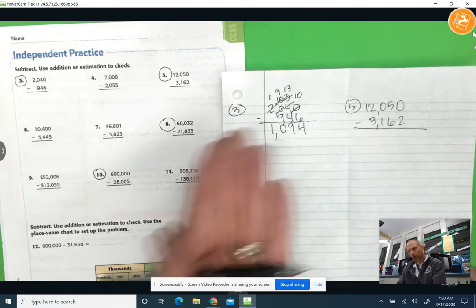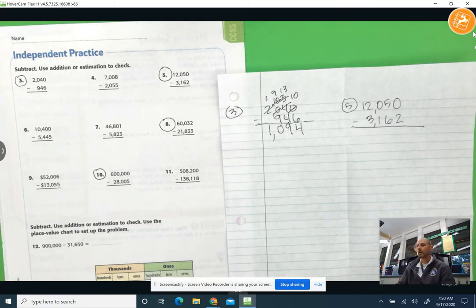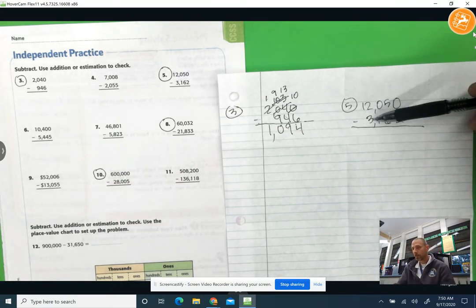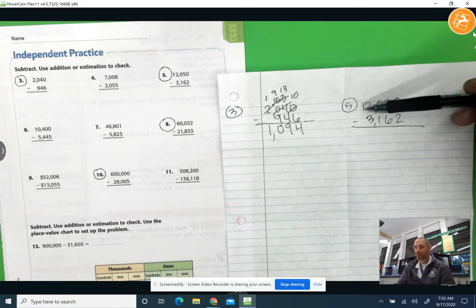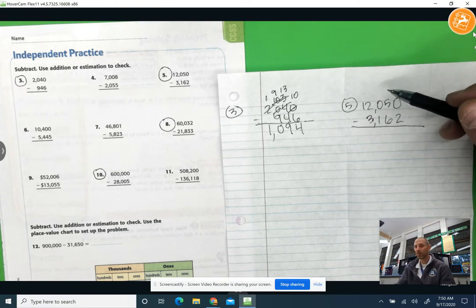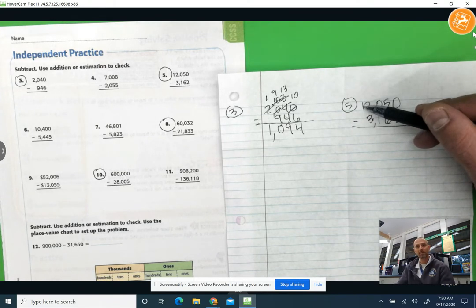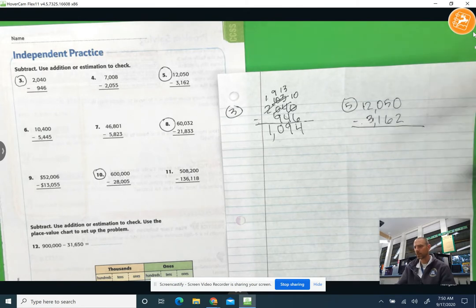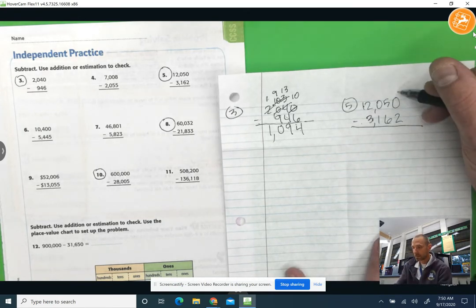I'm scanning the problem before I just start solving it. Okay, I got a 2 smaller than the 3. I'm going to have to borrow. The only place value position that we have that does not need to borrow is the 10,000s place, because it's a 1 and underneath it is a 0. So let's start with the ones place.